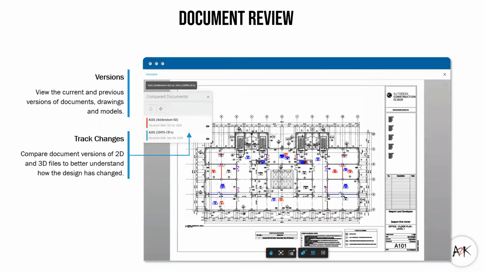And speaking of document versions, understanding how project designs change over time is critical to the review process. Both 2D PDFs and 3D models are tracked within Autodesk Docs via the version comparison tool, meaning that project users remain informed at all stages of the design.